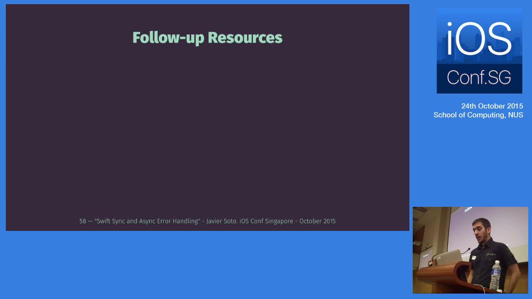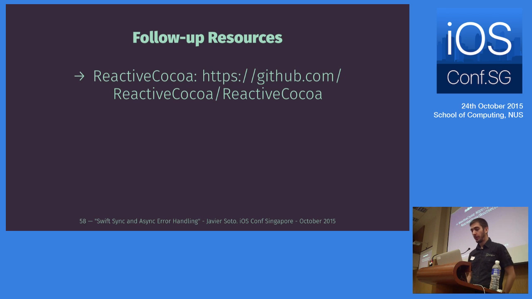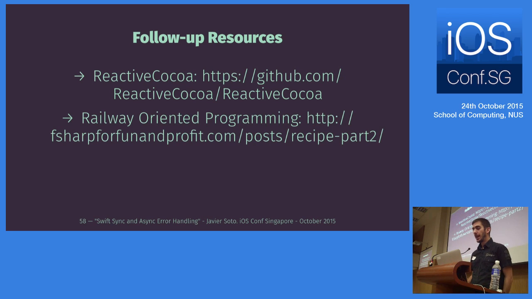So that's the URL for Reactive Cocoa. And I really like this blog post. It goes over the concept, it calls this concept railway-oriented programming. It's another way of thinking about what I talked about with values and errors. And it uses this really interesting metaphor with railways.